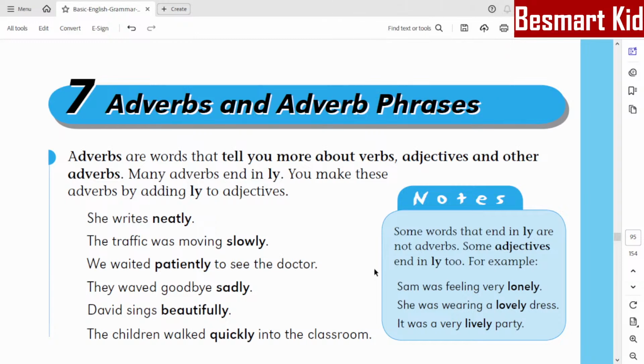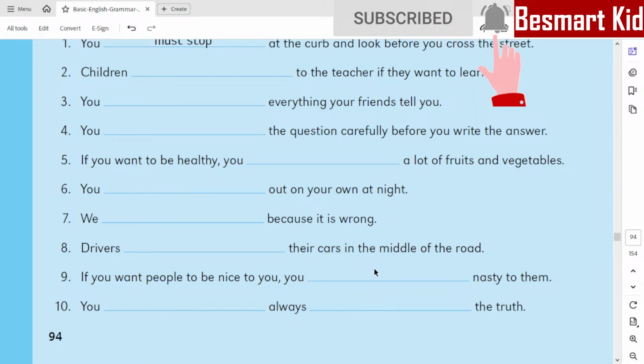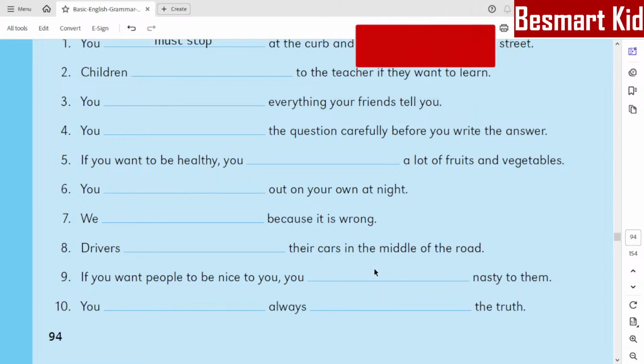But that was the end of our today's lesson, which was the auxiliary verbs.